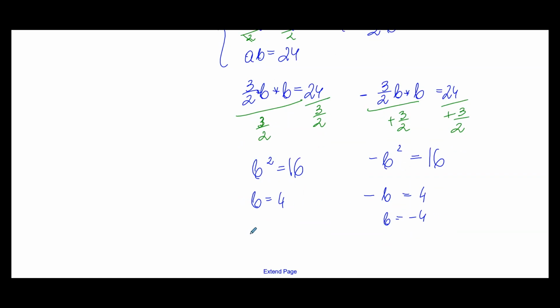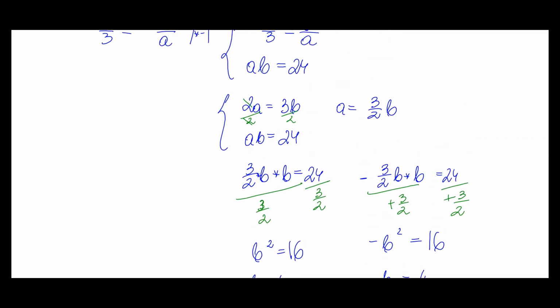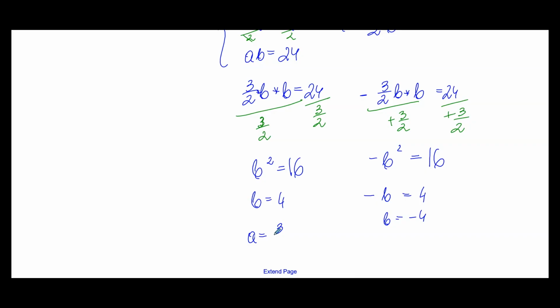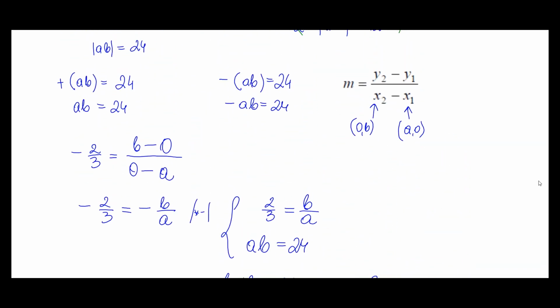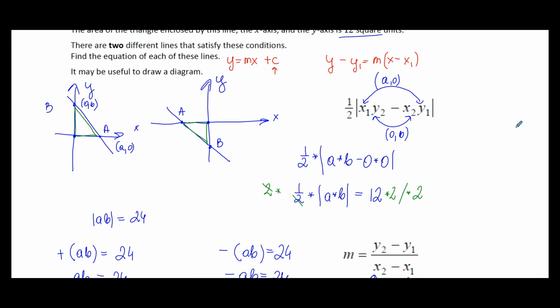Therefore, I have two corresponding values of A. Where is that? 3 over 2 B. Now, actually, hold on. Do we really need the value of A? Where is our B? Our B is here. I actually don't need the value of A. I just need the value of B. Why? Because I know the slope here. All I need is this value here. And that's my B value.